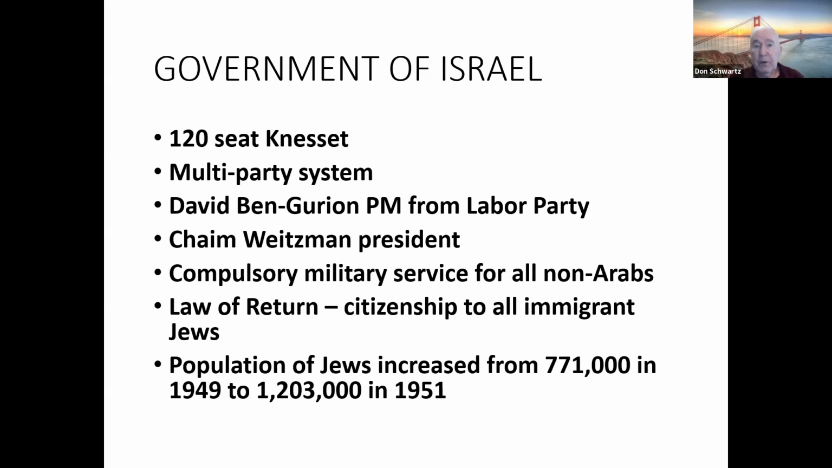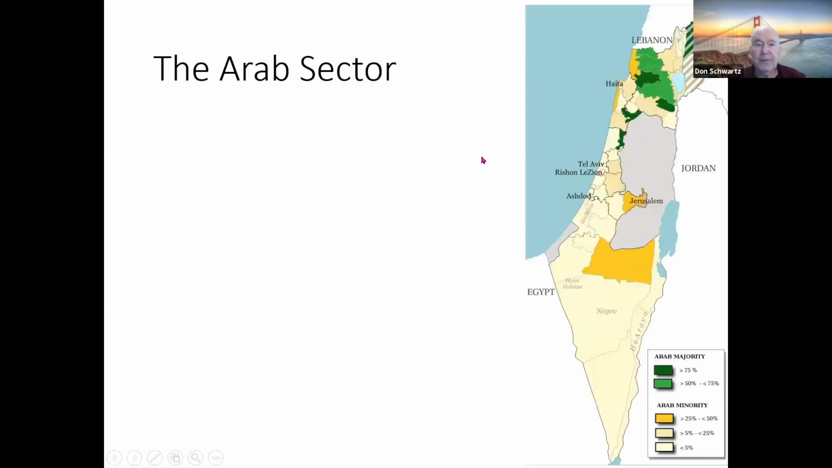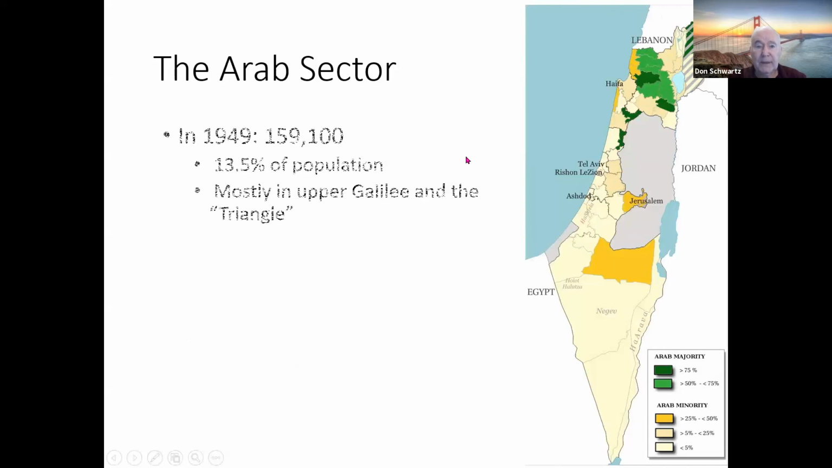Some Jews came from Europe, but many of them were Jewish refugees who had been expelled from Arab countries such as Iraq and Morocco. Some 14% of all pre-1948 Arabs remained in Israel and eventually became citizens. And those Arabs in the Israeli state largely lived in the northern part, in these areas in green and dark green.